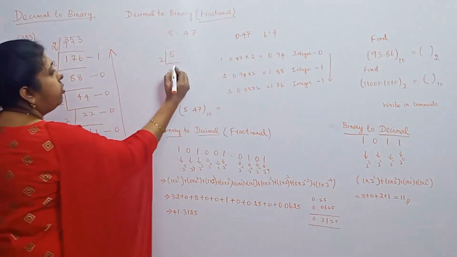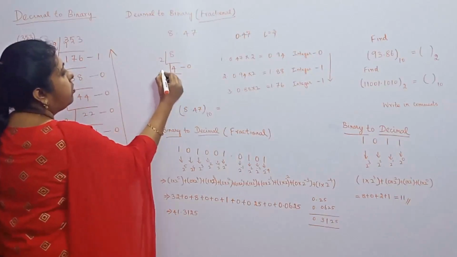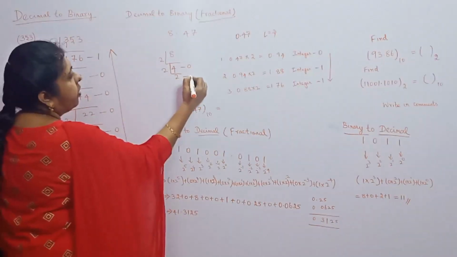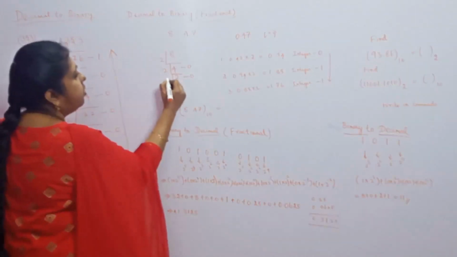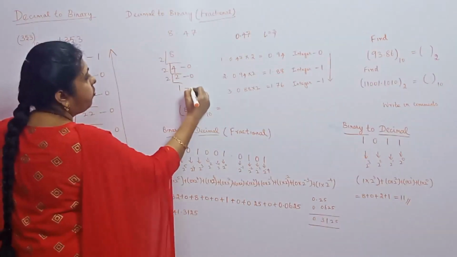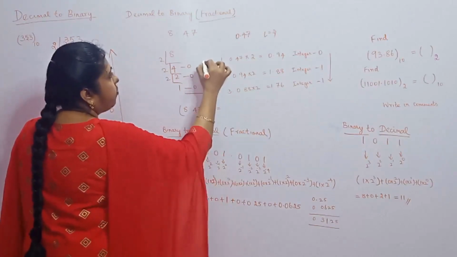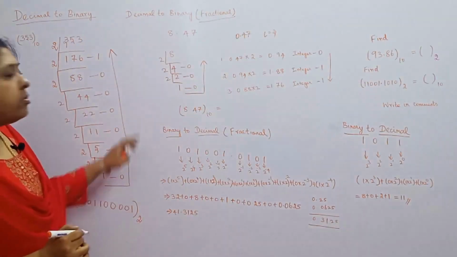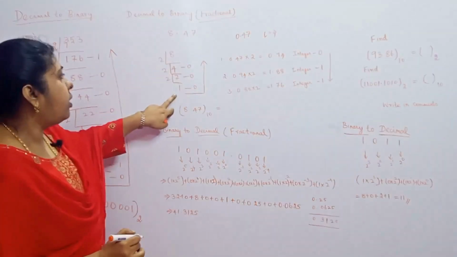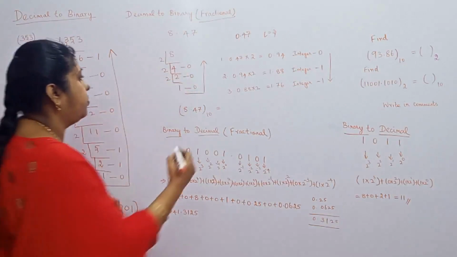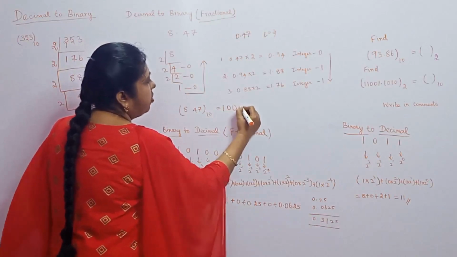So dividing by 2, 4, remainder 0, 2, 2, remainder 0, 2 2s are 4, so 2, remainder 0, again 2, 1, 0. We have to start writing from the bottom to the top. So 1 0 0 0.